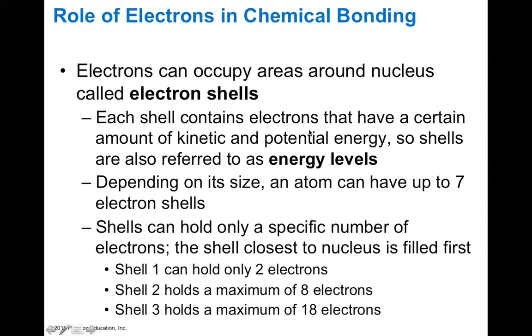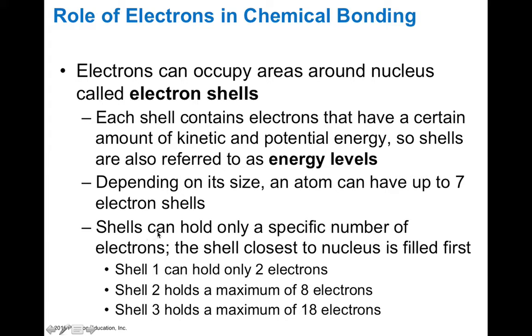Now, each shell contains electrons that have a certain amount of both kinetic and potential energy. So they're moving and they have some potential energy as well. So these shells are also referred to as energy levels. Depending on where these electrons are located, they might have a certain degree of kinetic energy or a certain degree of potential energy. Now, depending on the size of the atom, they can actually have up to 7 different electron shells. And each shell can only hold a specific number of electrons.